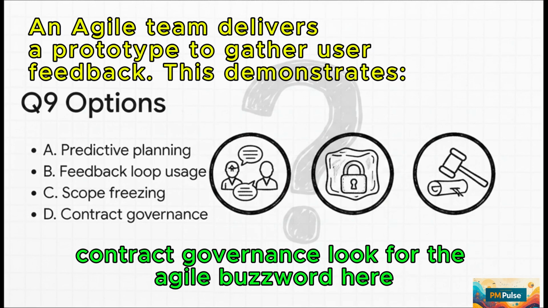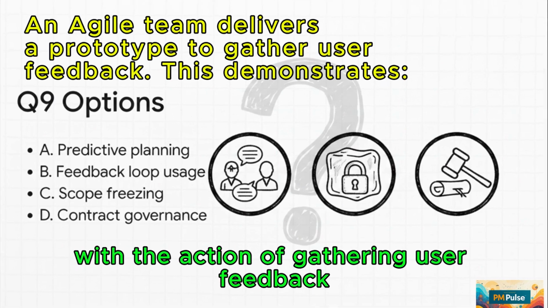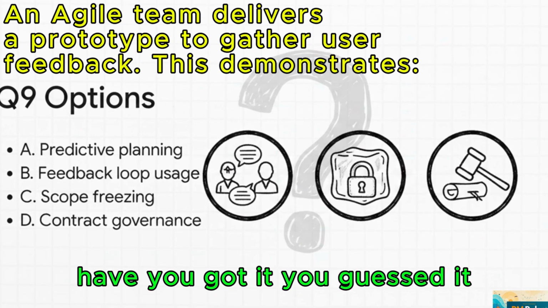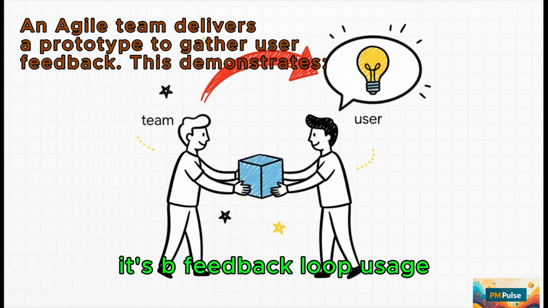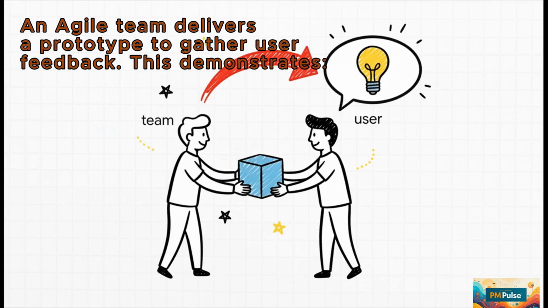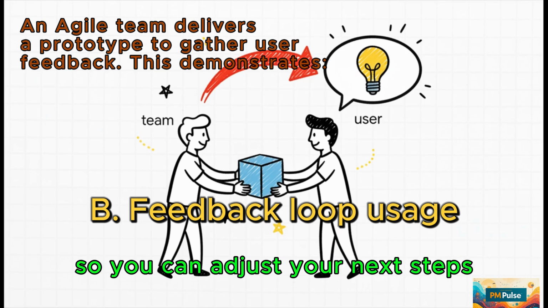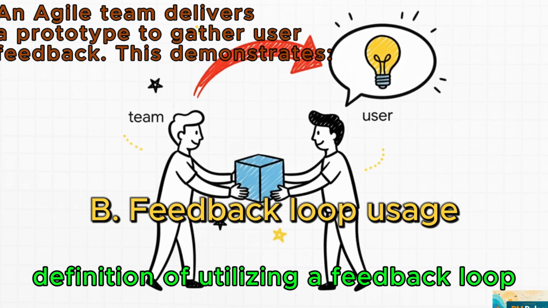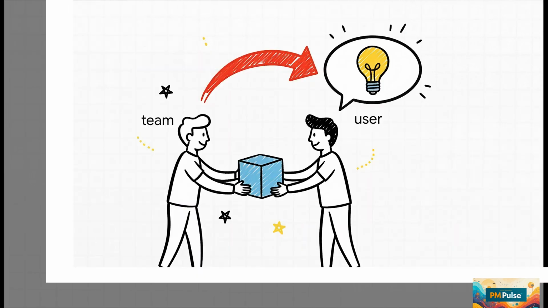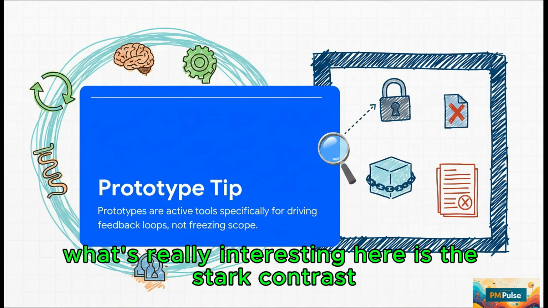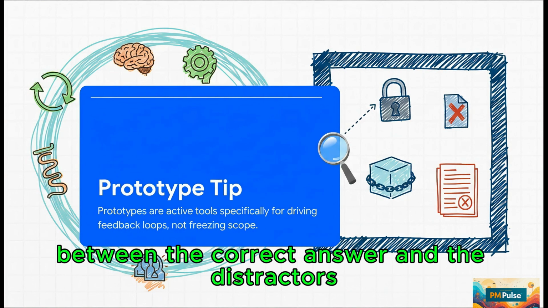Look for the Agile buzzword here that perfectly aligns with the action of gathering user feedback. Have you got it? You guessed it, it's B, feedback loop usage. Handing over a prototype just to see how a user reacts so you can adjust your next steps, that is the literal definition of utilizing a feedback loop. Now, what's really interesting here is the stark contrast between the correct answer and the distractors.